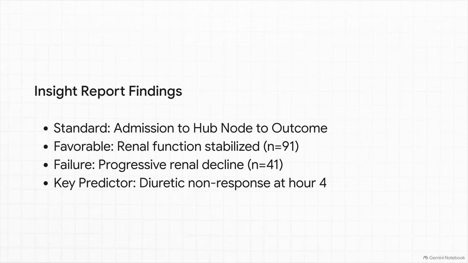And then comes the real breakthrough. An insight report reveals the hidden patterns within that cohort. It highlights a very clear bimodal outcome. 91 patients stabilized their renal function, but 41 went into progressive renal decline. But here is the most valuable piece of intelligence. The system identifies that a lack of response to diuretics at hour 4 is the absolute strongest predictor of failure. This tells the doctor exactly what they need to watch for, literally minute by minute.